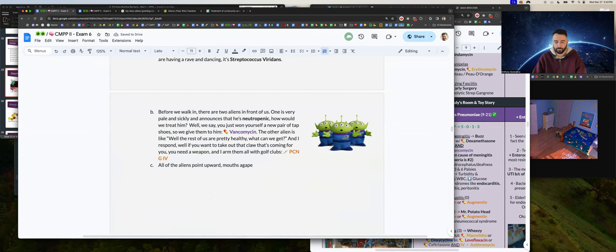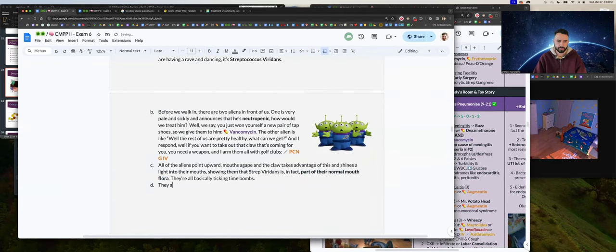All the aliens point upward, mouths agape, and the claw takes advantage of this and shines the light into their mouths, showing them that Strep Viridans is in fact part of their normal mouth flora. They're all basically ticking time bombs. They all look at each other. Watch their hearts, and they explode as they all have endocarditis from Strep Viridans.